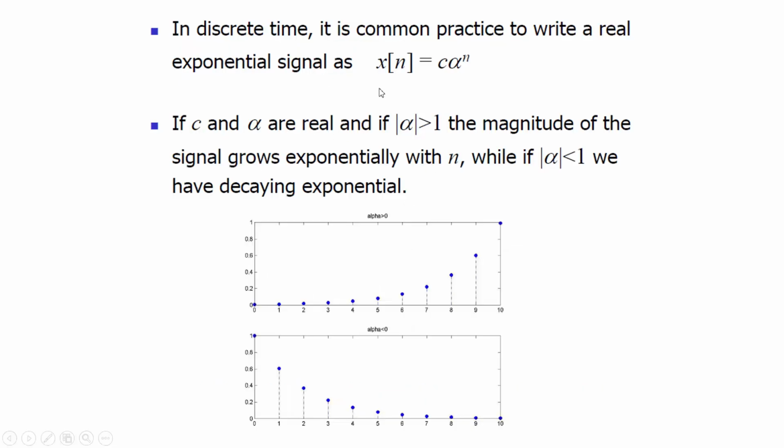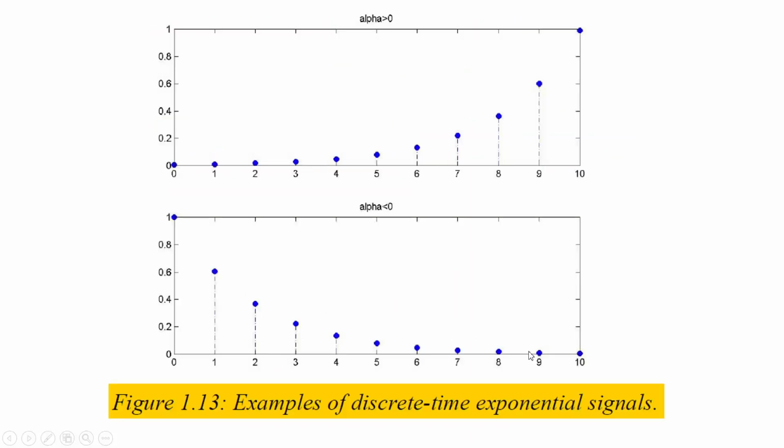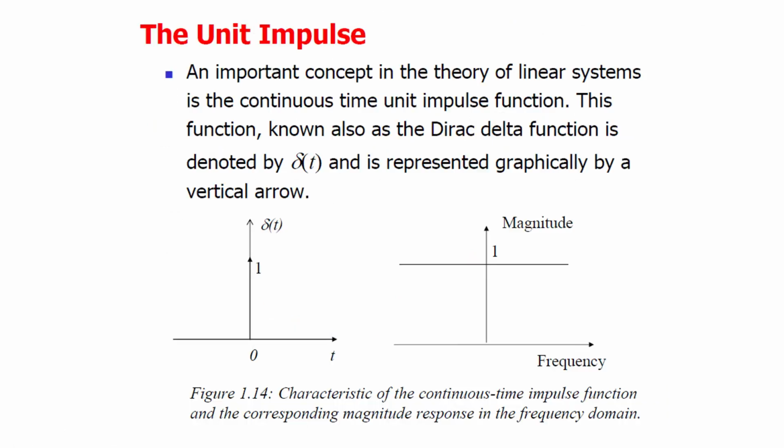Then in the discrete domain also we can represent the function x[n] equal to c times alpha to the power n. If c and alpha are real, and if mod alpha is greater than 1, the magnitude of the signal grows exponentially. If mod alpha is less than 1, we have a decaying exponential. So this is for the case of the discrete signal. Exactly the same graph is shown once again.